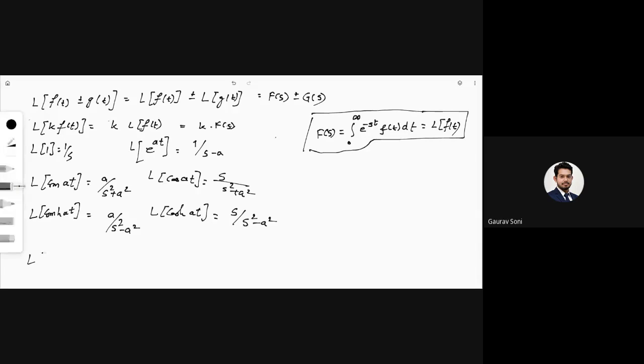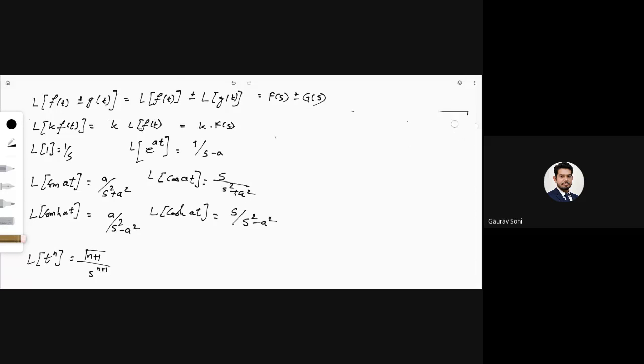Then Laplace of t raised to n is equal to gamma of n plus 1 upon s raised to n plus 1. These are the basic formulas, but depending on these we have derived some more, the theorems which we will use directly in the examples. I think 1 and 2 we have already given. So I'll write down the theorems over here.